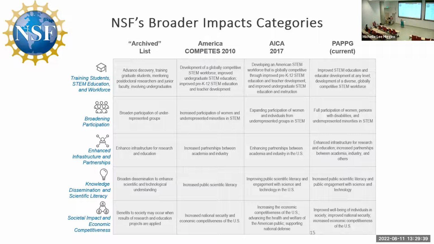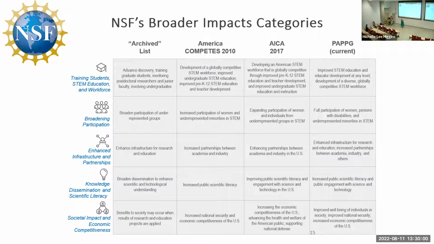But you see the second one now says full participation of women, persons with disabilities, and underrepresented minorities in STEM. So we've gone from broadened participation of underrepresented groups, kind of ill-defined, what does that mean? To now we want to strive for full participation of those groups.